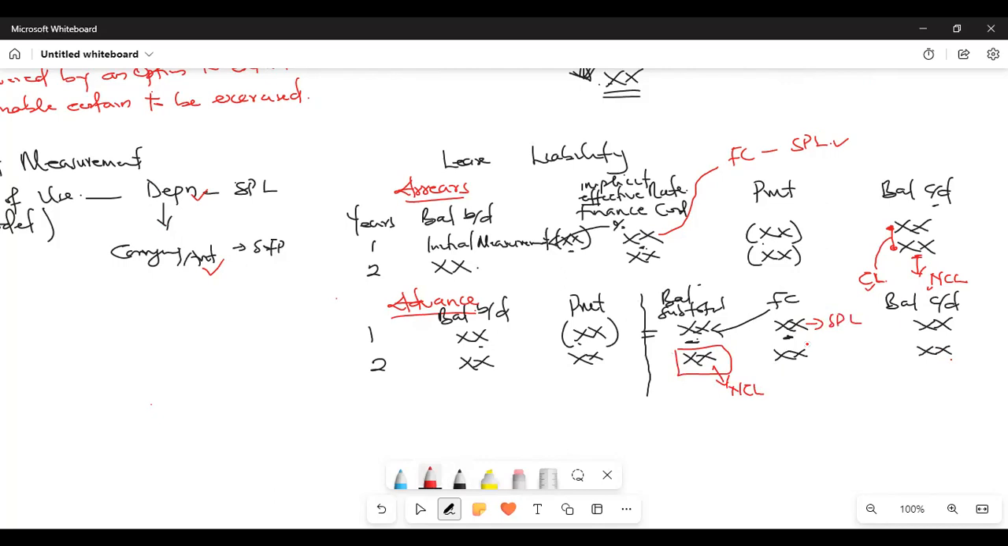What about the current liability? The current liability is the difference between this NCL and this balance. So that will be your CL. As a matter of fact, the CL is always equal to this value when it is in advance. It's always equal to the next payment to be made. So take note of that.